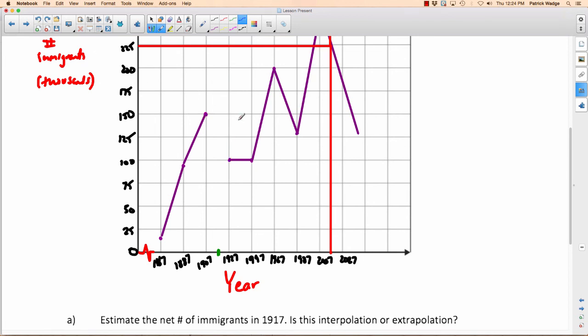So even with interpolation, we don't actually know for sure that this was what actually happened, but it's a safer bet than with extrapolation.